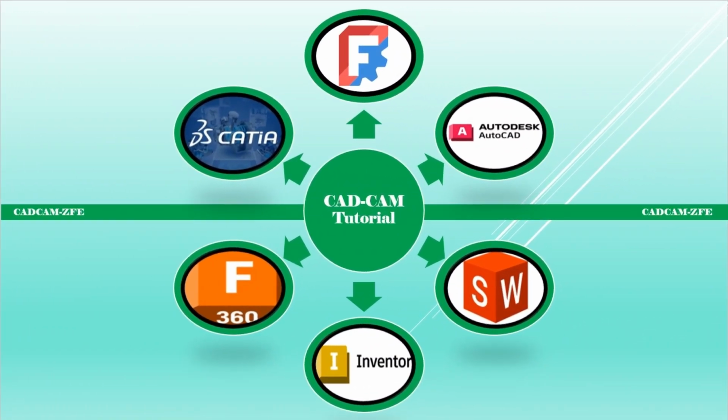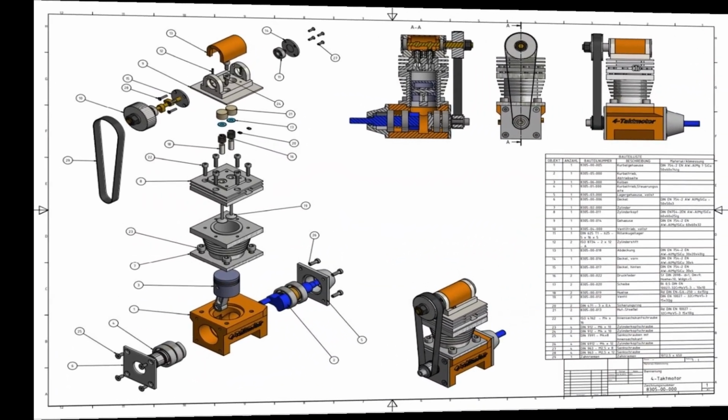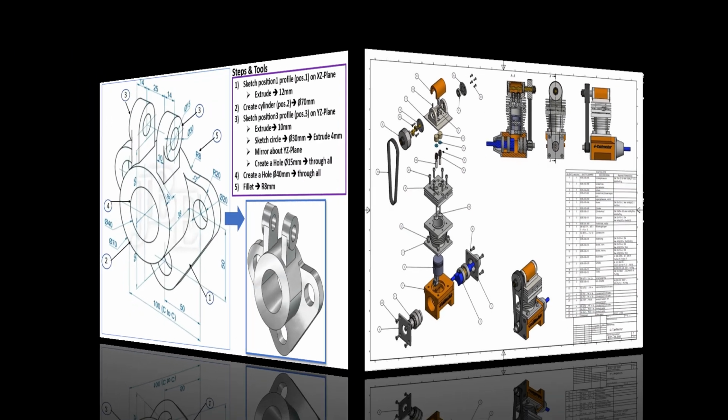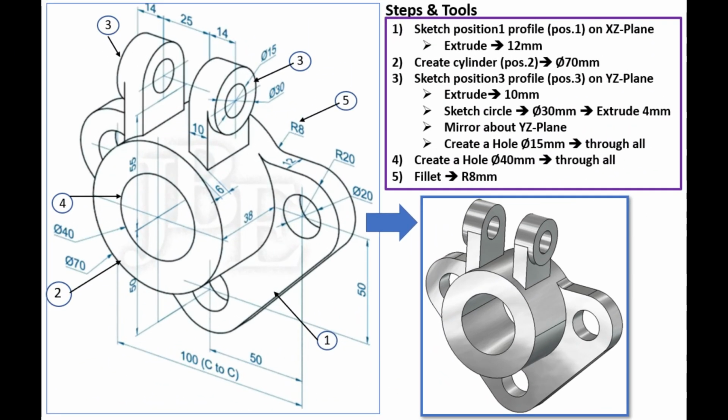Today I will show you how to create a 3D model from the existing 2D drawing with the help of FreeCAD tools like Extrude, Cylinder, Mirror, Hole, and Fillet. This is the ISO view drawing that we need to convert into this 3D solid part. As you know, there are several ways or steps to create a 3D solid part. Here you find the steps and the tools that I used to convert this ISO view drawing into 3D solid part.